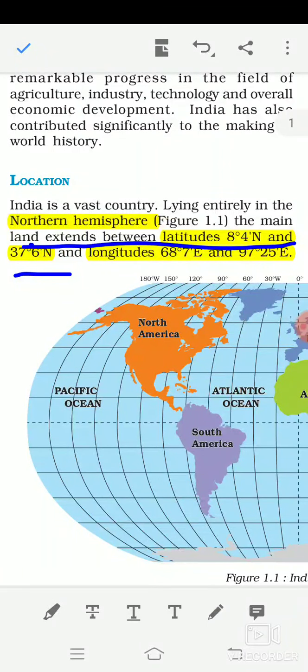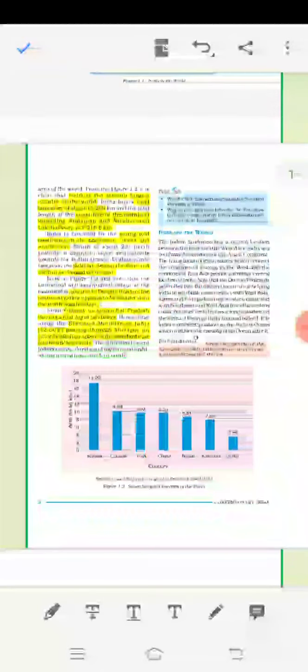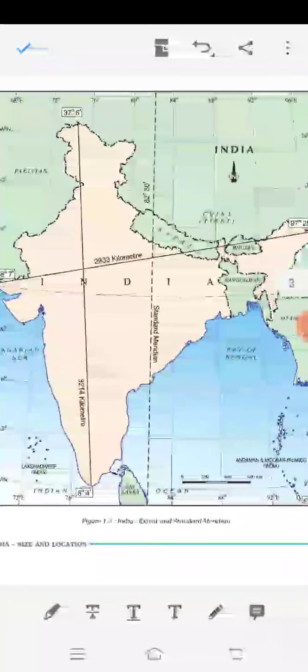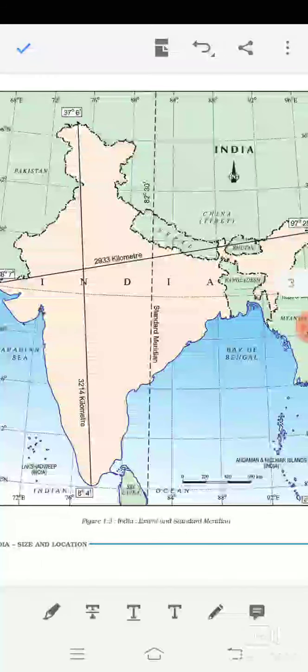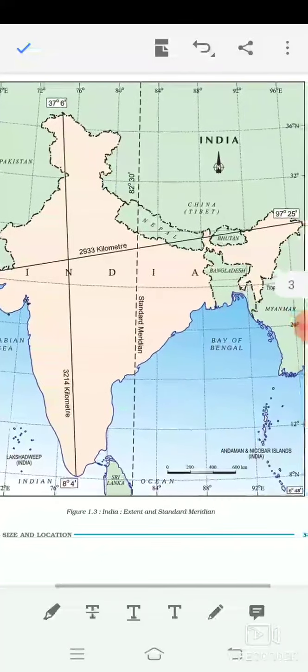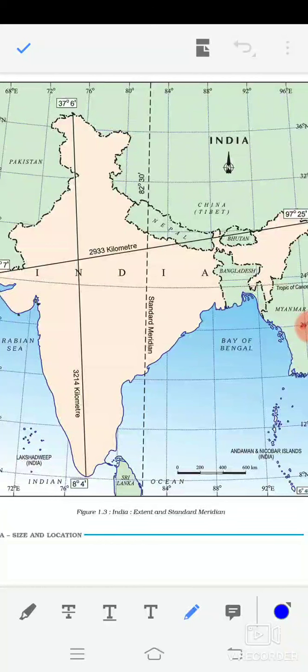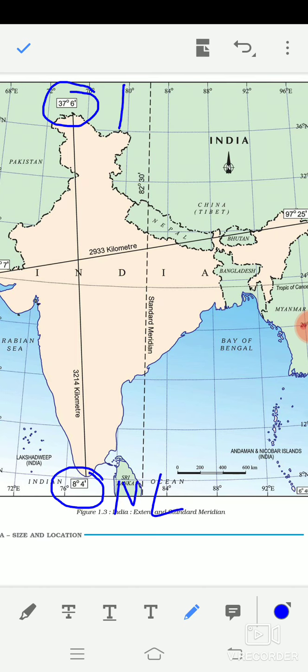I will just show you. This is India. The latitudinal expansion is from 8 degree 4 minute north latitude to 37 degree 6 minute north latitude. Clear?